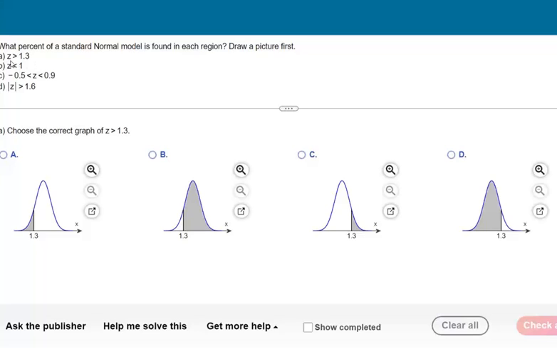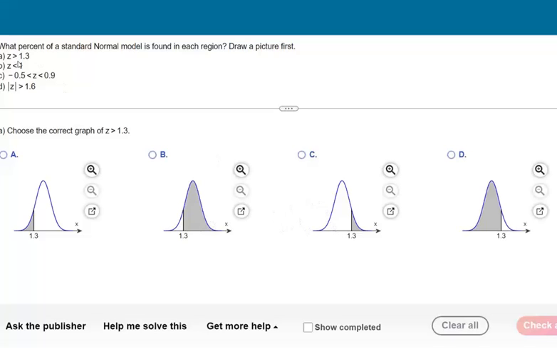We're asked to choose the graph of z is greater than 1.3. So z is referring to the standard normal distribution, and the standard normal distribution is centered at z equals 0. At z equals 0, that's where you could fold this bell-shaped curve in half with a piece of paper and it'd be the same shape on both sides.